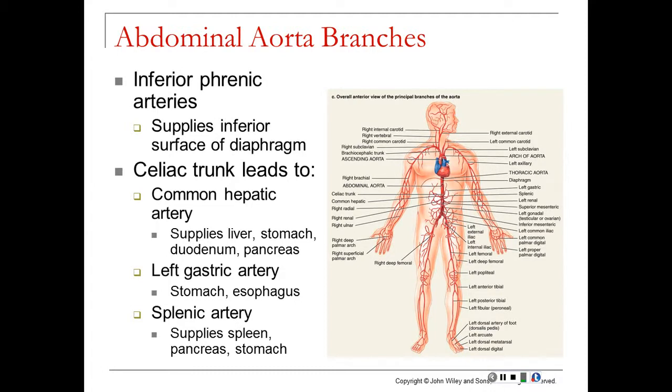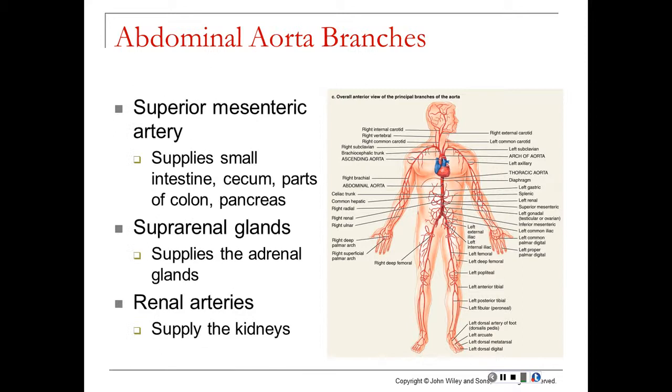Then there's the left gastric artery, which supplies the stomach and the esophagus. And then there's the splenic artery, which supplies the spleen, pancreas, and stomach. There's also the superior mesenteric artery, which is going to the small intestine, cecum, which is the first part of your large intestine, other parts of your colon, and the pancreas, the suprarenal glands or your adrenal glands, and the renal arteries, which supply the kidneys.